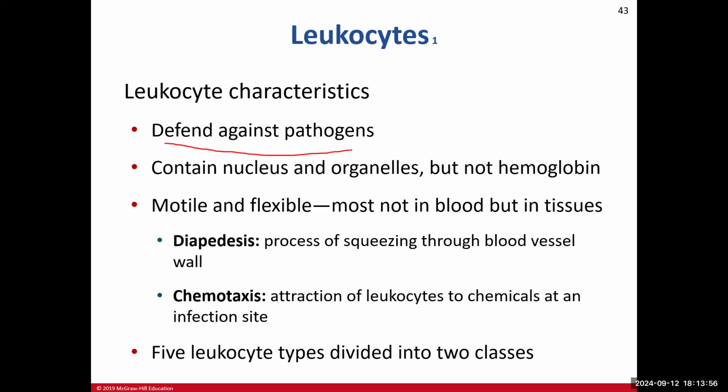But guess what? They've got tons of organelles that are going to make proteins, specifically enzymes, because we're going to need these enzymes to kill pathogens, right? So they're going to have tons of organelles.